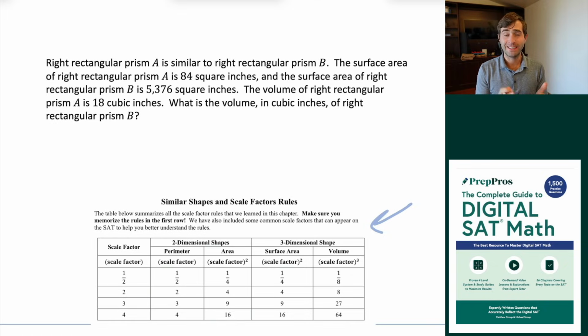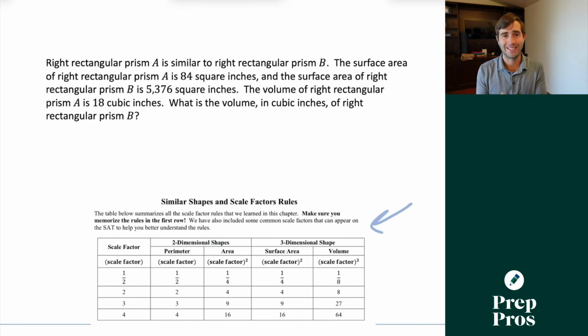So, scale factors are the multiples between side lengths in similar shapes. So we're going to go through the rules and we're going to come back and apply it here. So we're just going to use 2. If the side lengths are 2 times bigger, the perimeter of the larger shape compared to the other is also going to be 2 times bigger.